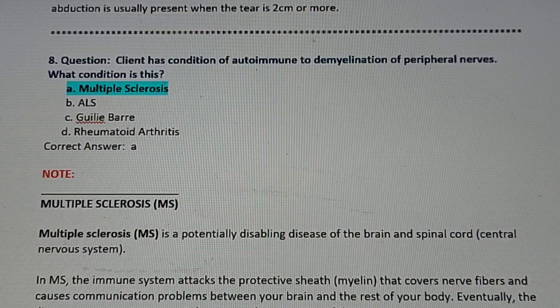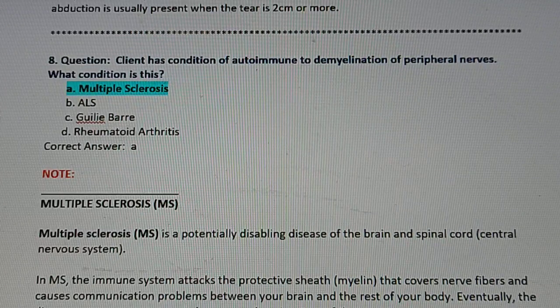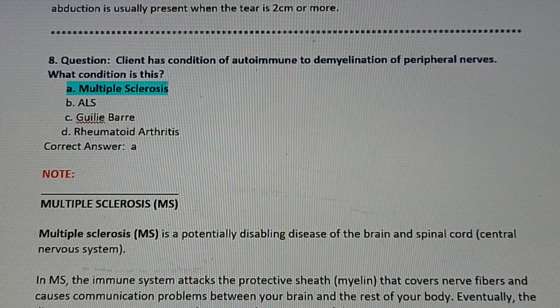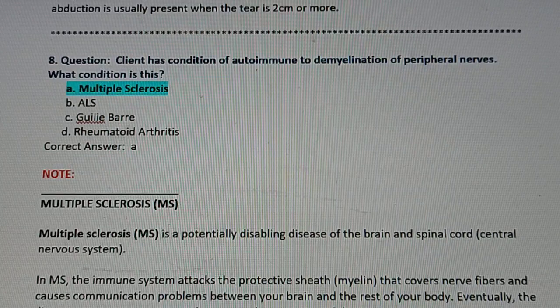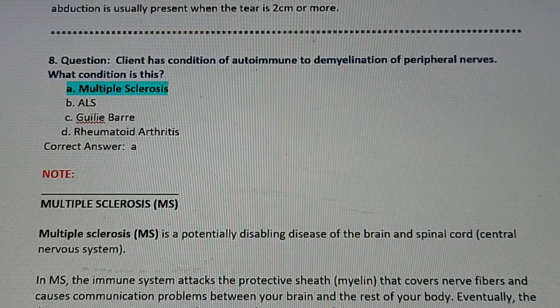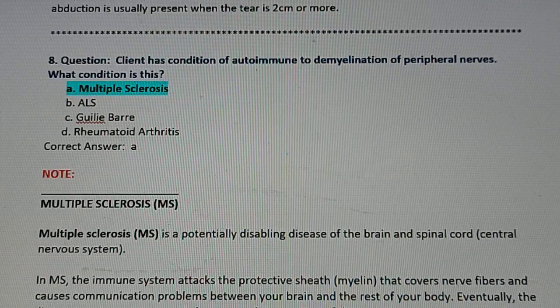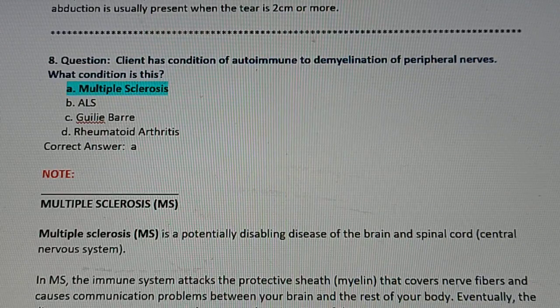The next question is question number 8. Client has a condition of autoimmune demyelination of peripheral nerves. What condition is this? The choices are letter A, multiple sclerosis or the MS, letter B, the ALS, letter C, the Guillain-Barré, letter D, rheumatoid arthritis. So the answer to this is multiple sclerosis.